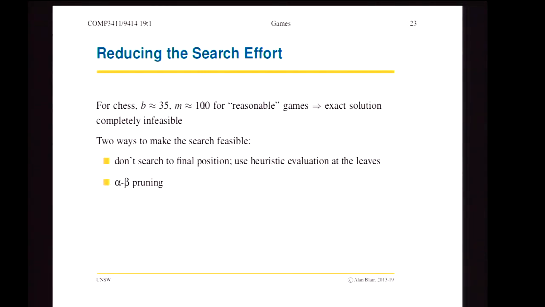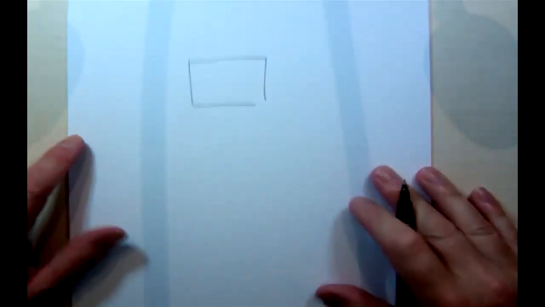Now, I might just take a slight digression here, if I can get this document camera to work, because this issue about an optimal versus non-optimal opponent is quite an interesting one. Let's see. So let's think about this in terms of tic-tac-toe.